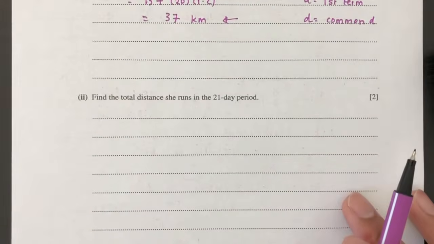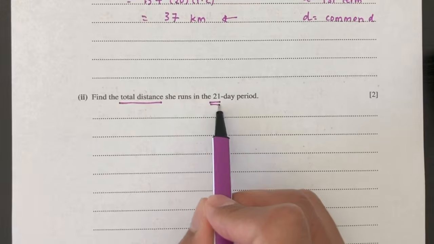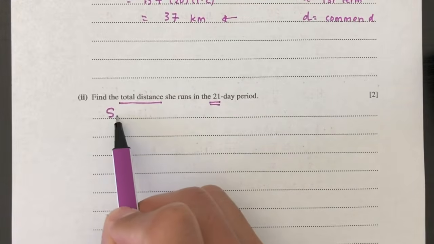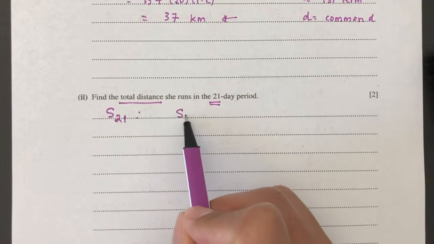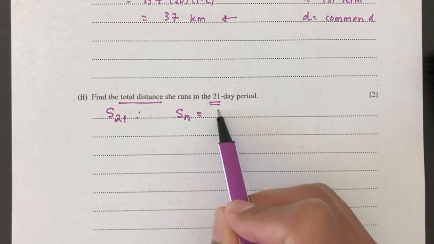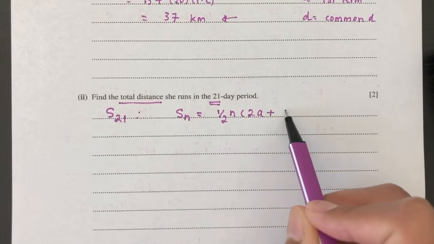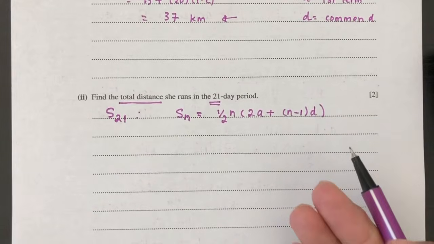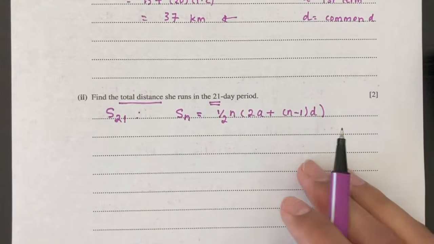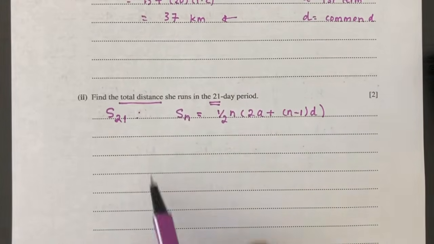Now let's move on to part 2. Find the total distance she runs in these 21 days. We have to find the sum of the first 21 terms. The sum of the first n terms is given by the formula half n times 2a plus n minus 1 times d. This also will be given to you on your list. It's best if you just know it, but you don't need to worry about the formula itself.